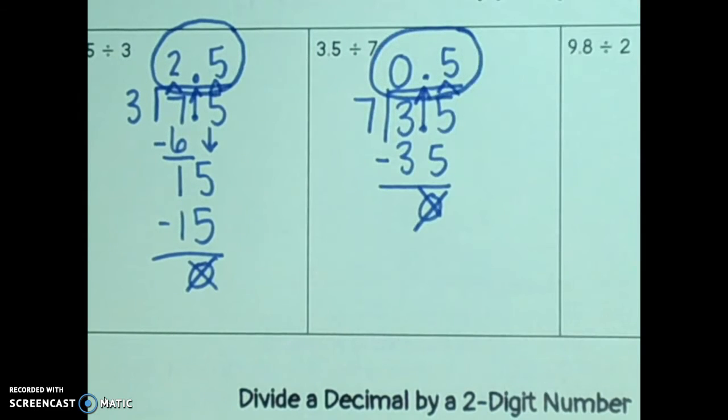How many people think this is not too terrible? Just like normal division, except you're going to slide that decimal up, right?